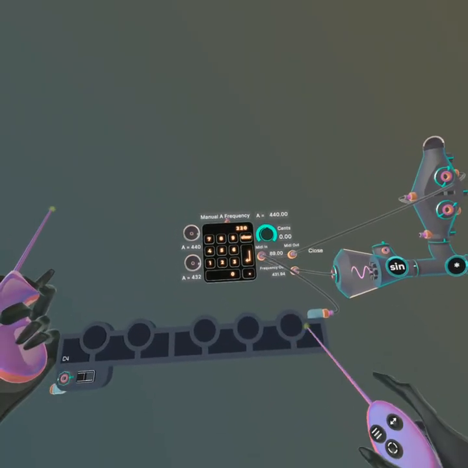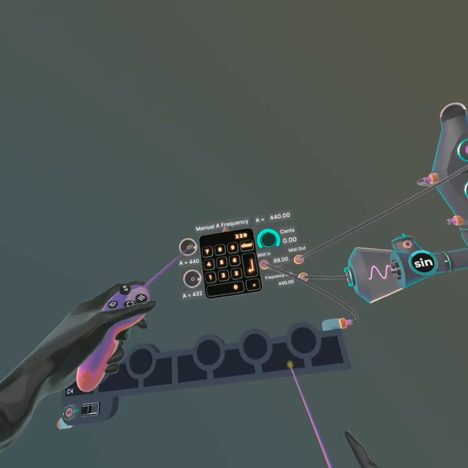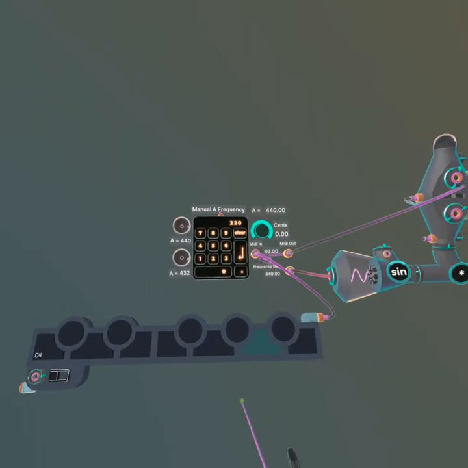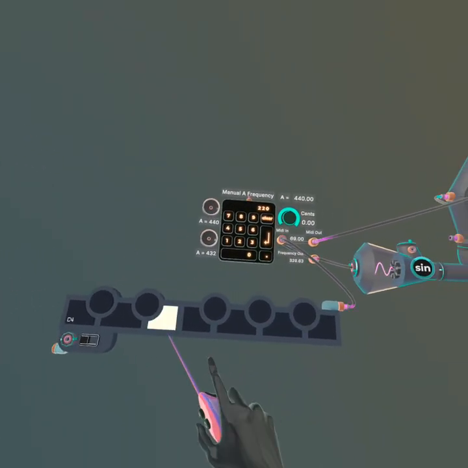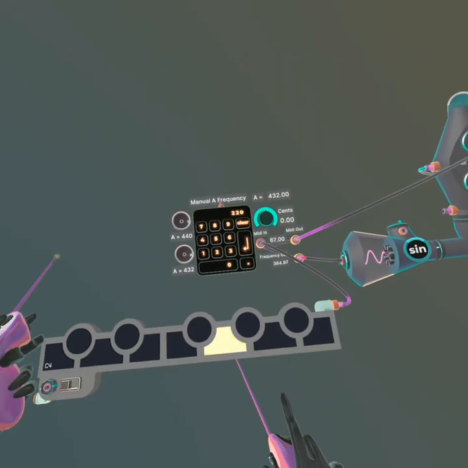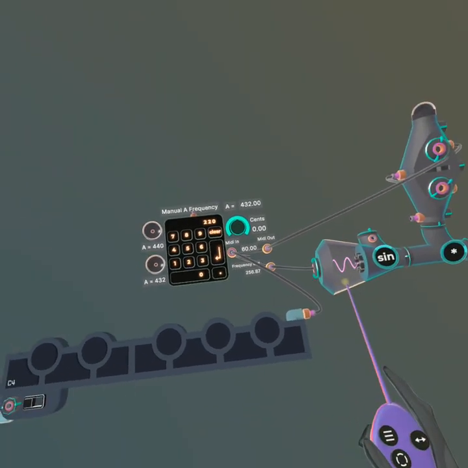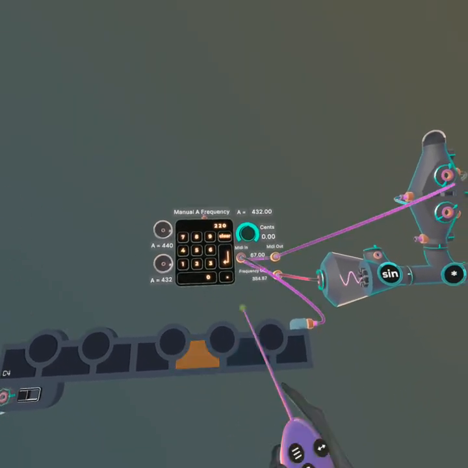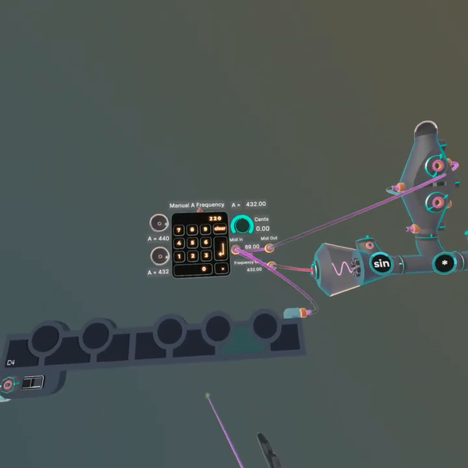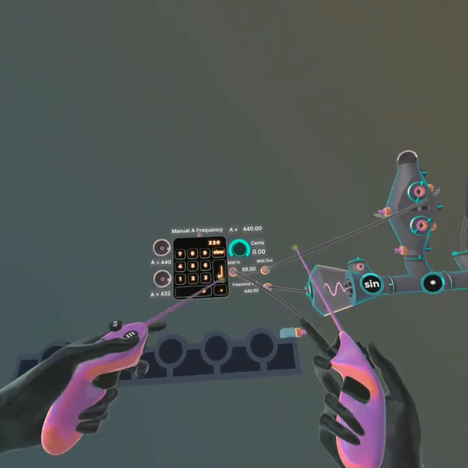Which, if we close, A is 440. But if we were to tune it down... I don't feel like going into all the math right now. That's a whole video. But this is my adjustable A MIDI to frequency converter.